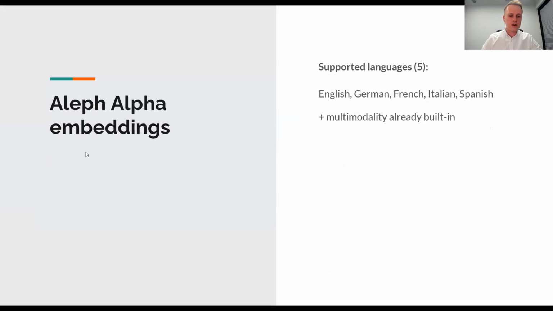But there is also another provider, this time European-based, Aleph Alpha, and they offer a model that supports 5 languages out of the box, those 5 popular ones, let's say. So this is fine if you work with this limited set of languages. But the cool thing about their model is that the multimodality is already built in. So you can provide not only textual queries, but images as well, and those will also be converted into the same vector space. That's somehow similar to CLIP models, which are commonly used for that.